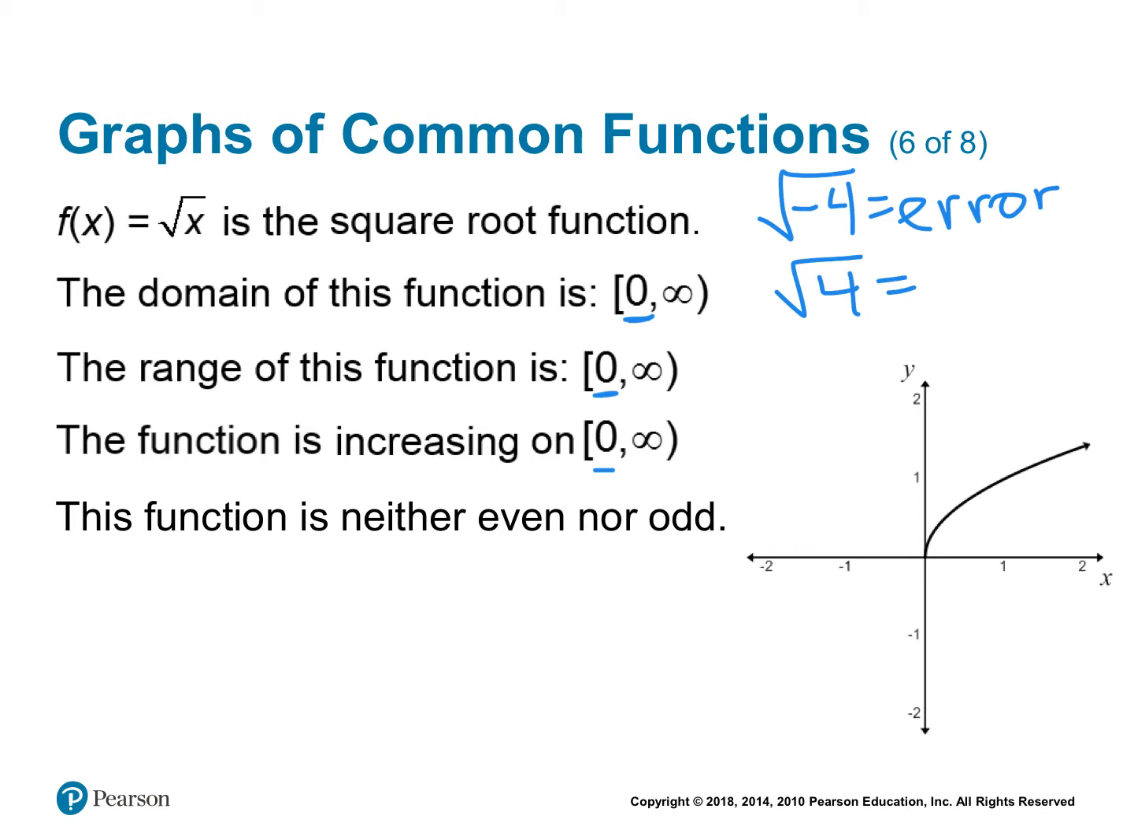And when we do this, we only care about the positive version when we're graphing. So the square root of 4 ends up being 2. So we're not going to be down in the negatives at all.